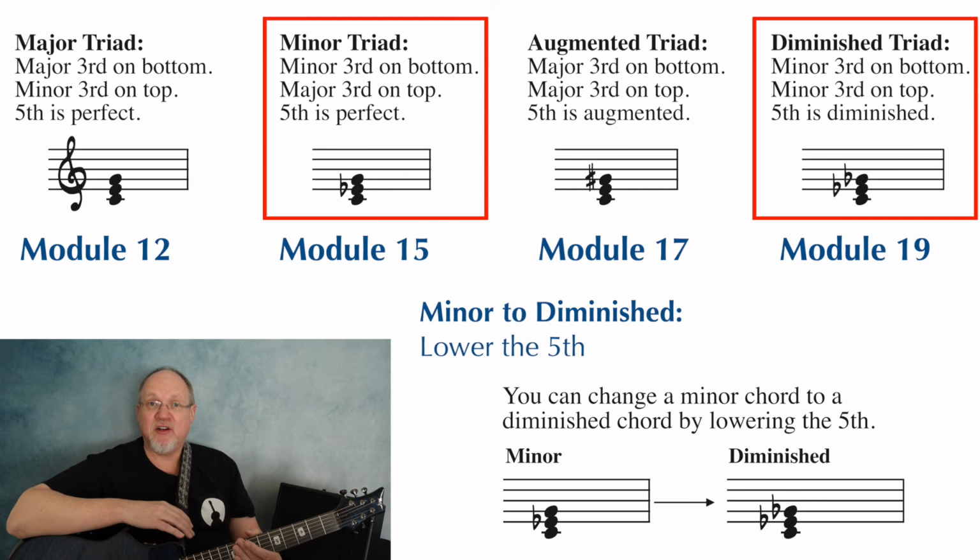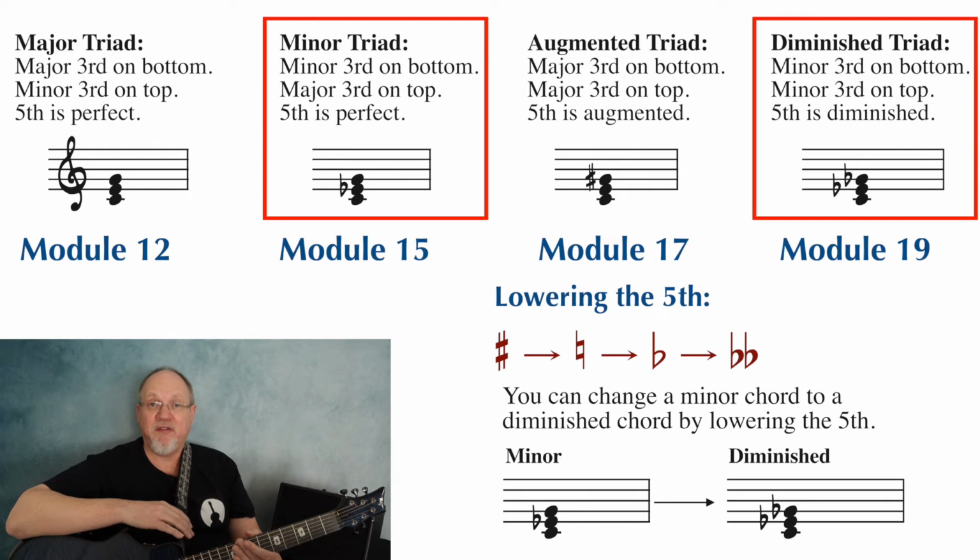You can change a minor chord to a diminished chord by lowering the fifth. Here we have a C minor chord, C, E flat, G. We change that to a C diminished chord by changing the G to G flat, and now we have C, E flat, G flat.